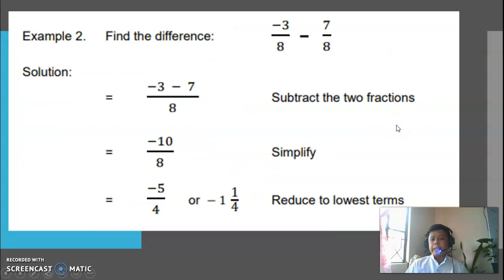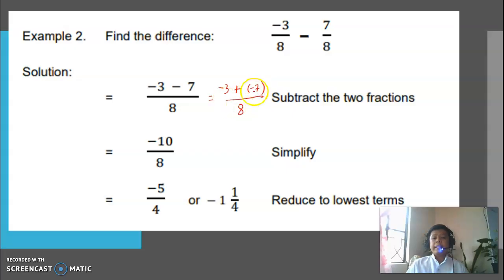So, ito pa, isa pang example. You have negative 3/8 minus 7/8. Since magkamukha naman sila ng denominator, copyhin lang natin siya dito. And then, negative 3 minus 7, by applying KCO, para hindi tayo malito, marami kasi nalilito dito. So, keep, then change, and then opposite.